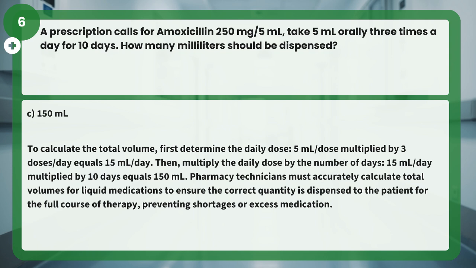5 milliliters per dose multiplied by 3 doses/day equals 15 milliliters per day. Then, multiply the daily dose by the number of days. 15 milliliters per day multiplied by 10 days equals 150 milliliters. Pharmacy technicians must accurately calculate total volumes for liquid medications to ensure the correct quantity is dispensed to the patient for the full course of therapy, preventing shortages or excess medication.